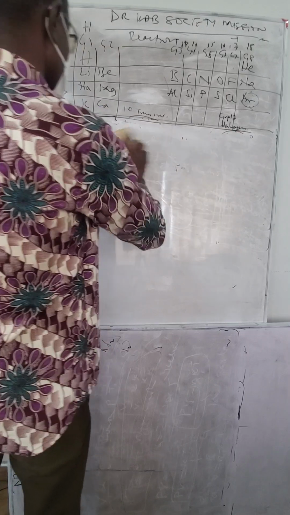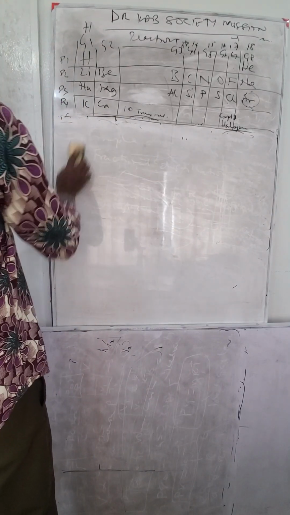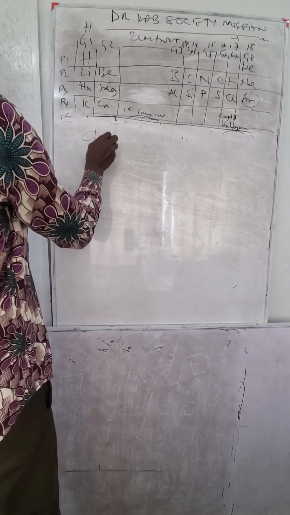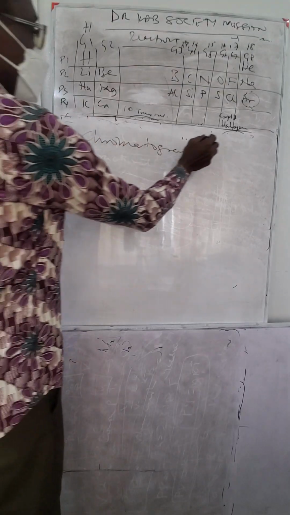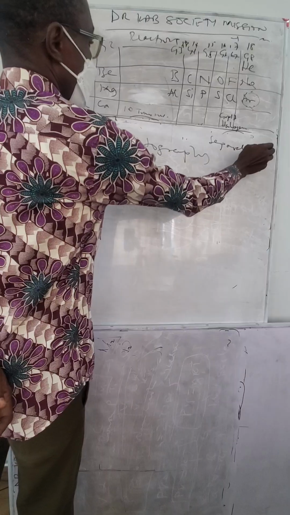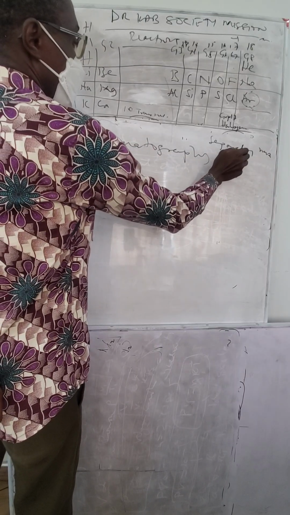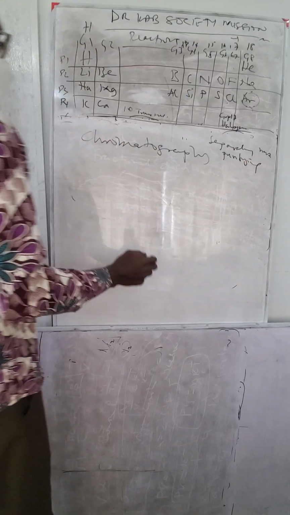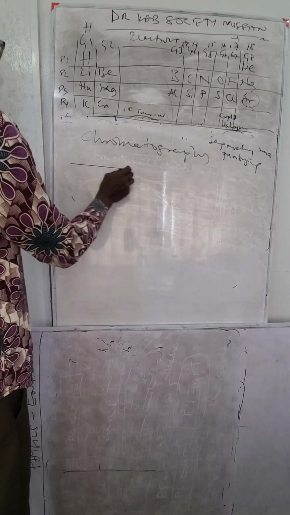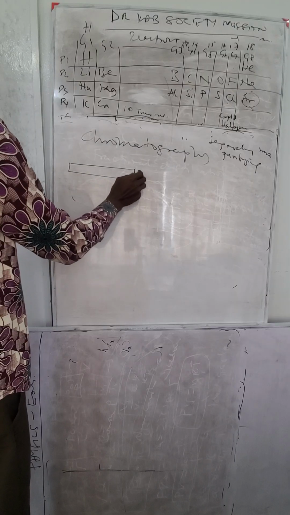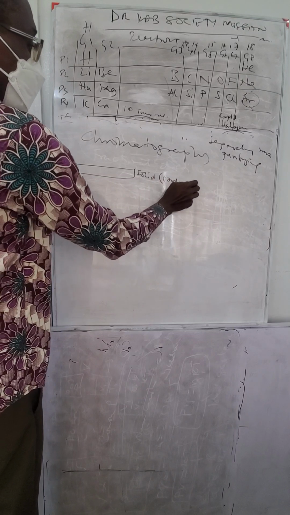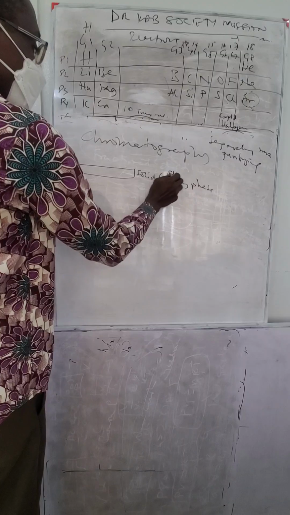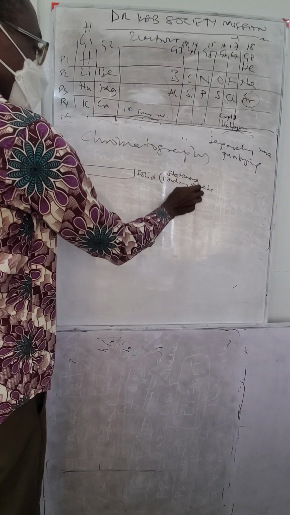Chromatography. So this is a means of separating mixtures, or purifying mixtures. So what happens is you can have a solid phase. This can be a solid or stationary phase.